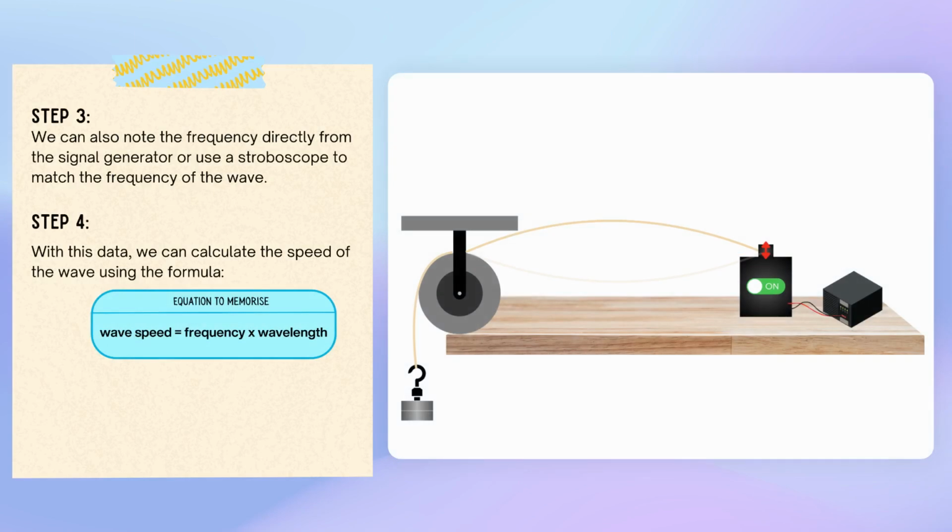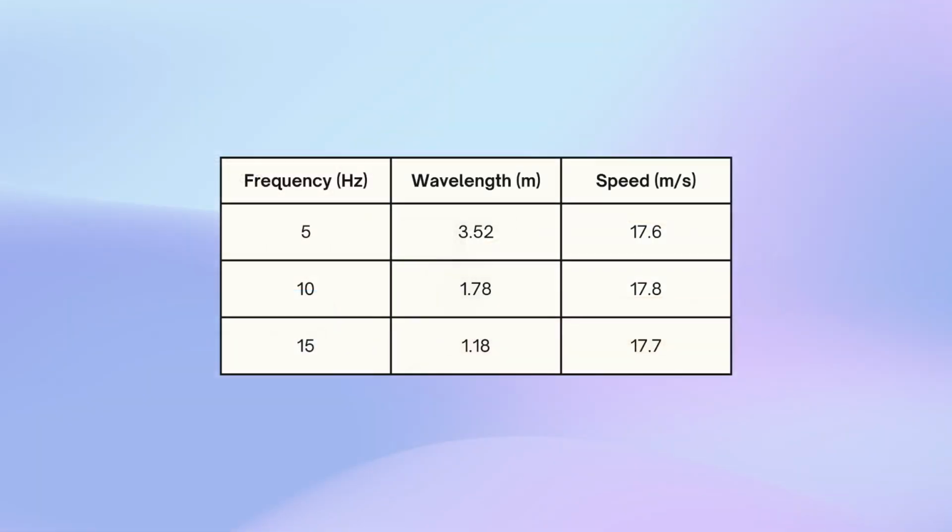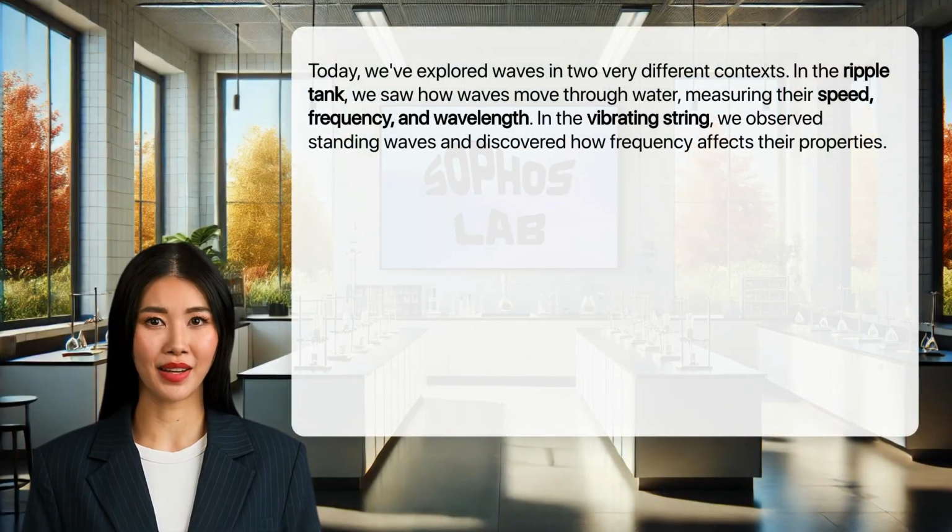Now that we know the frequency and the wavelength, we can calculate the speed of the wave using the formula. Wave speed equals frequency times wavelength. Repeat the experiment with different frequencies to see how this affects the wave speed. Once you've completed the experiment, your results might look as follows. And that concludes our practical.